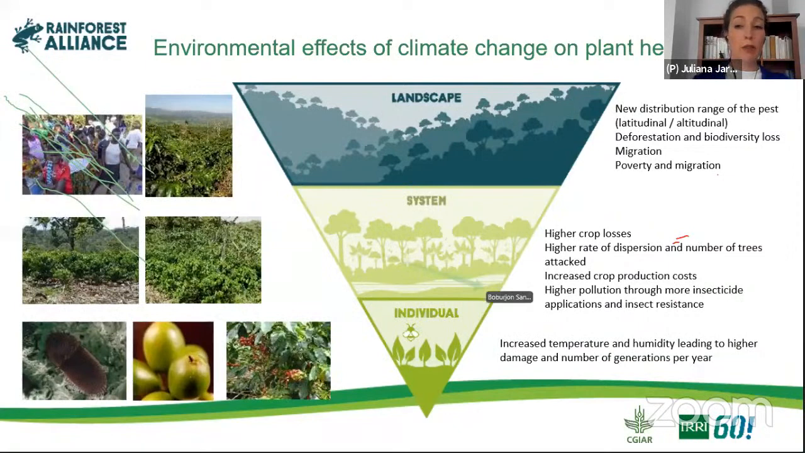leads to a higher rate of dispersion and number of trees being attacked, crop losses, increased crop production costs, and a point here that is potentially higher pollution through more insecticide applications and potentially insect resistance. So we can see that this effect starts to go up. And then if we move to the landscape level, we have that an increased distribution range of the pest, either latitudinal or altitudinal, can lead to, for example, migrations of farmers, leading to poverty and ultimately deforestation and biodiversity loss at a landscape level because of farmers looking for new regions to grow their crops. Next slide, please.